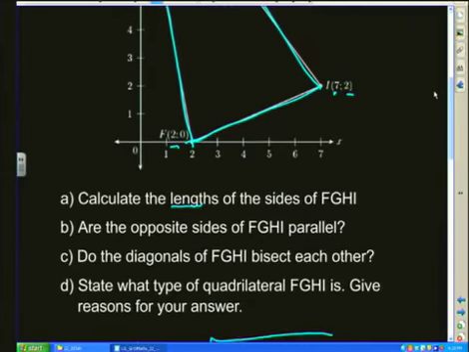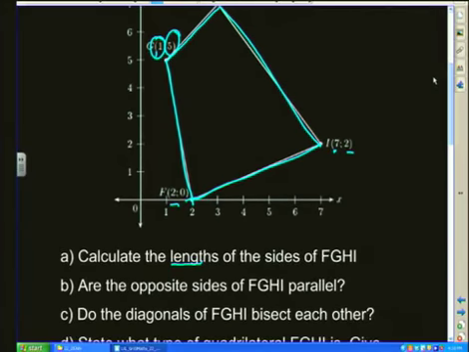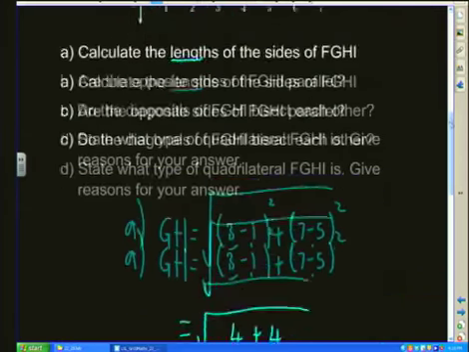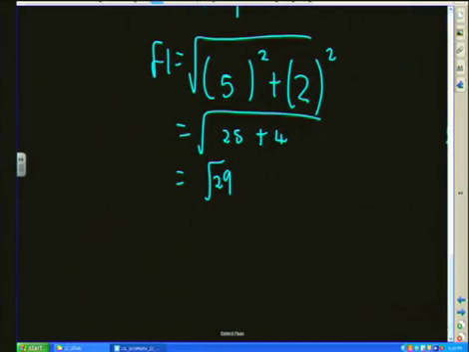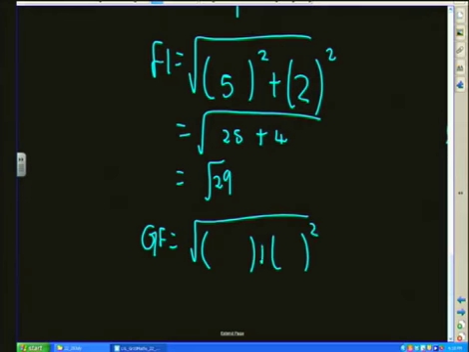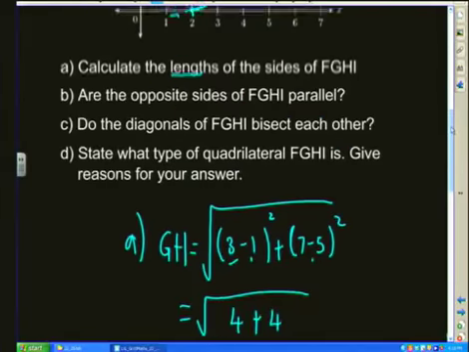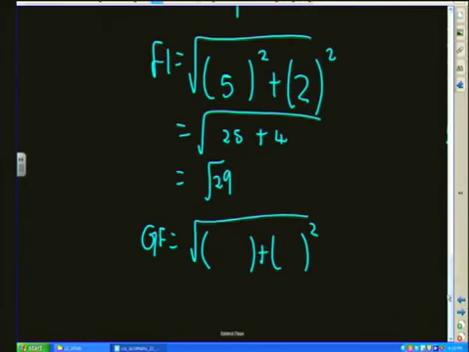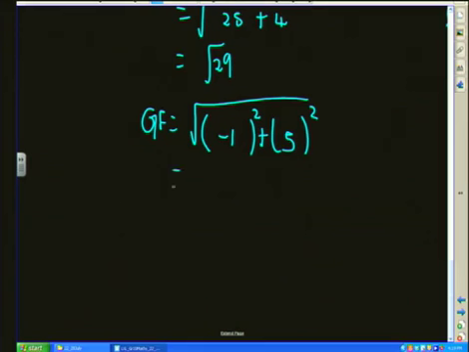Okay. And lastly, we've got the length of GF. So it's going to be 1 minus 2 squared plus 5 minus 0 squared. So this is GF. It's going to be the root of, let's just add that in. Let's go back up there to remind you guys. It's going to be the root of 1 minus 2 squared plus 5 minus 0 squared. 1 minus 2 is just going to be negative 1 squared plus 5 squared. So that's going to give me 1 plus 25, which is going to give me 26.